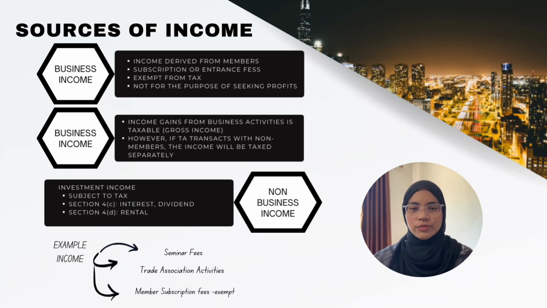Any income derived from investments, such as interest and dividends under Section 4C, and rental income under Section 4D, are always subject to tax. Example sources of income for a trade association which are taxable include seminar fees and income from trade association activities. Meanwhile, income from member subscriptions remains tax exempt. Therefore, trade association income is taxable or exempt based on its source and whether it is earned from members or non-members.